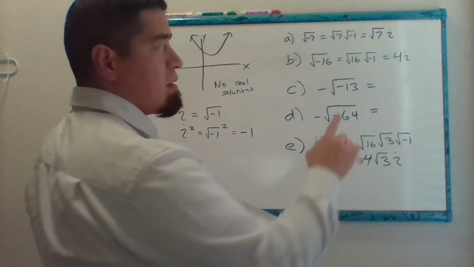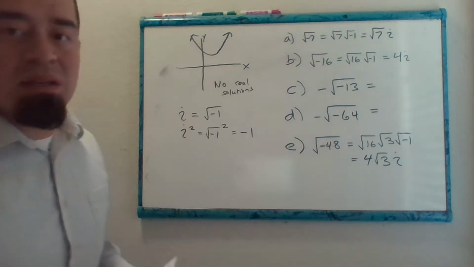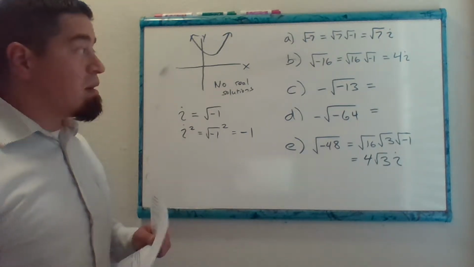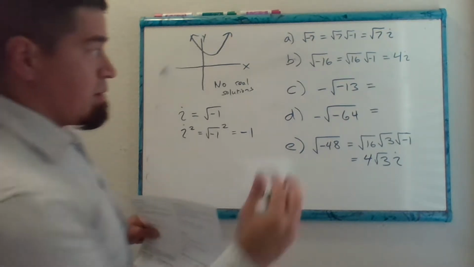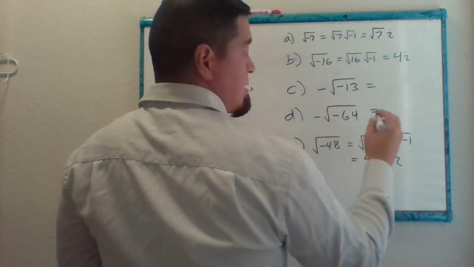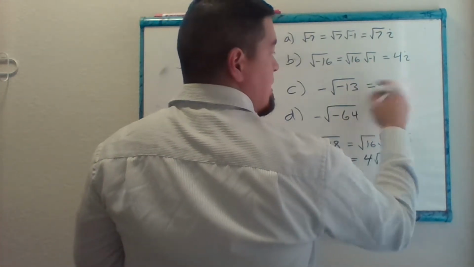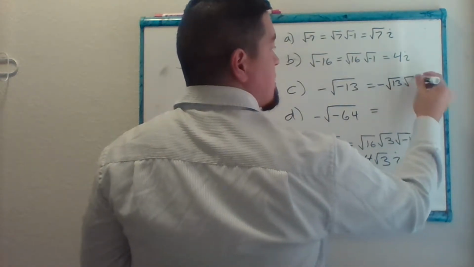From there, I'd like you to try C and D. So try to pause the video, work on that, and I'll show you up here. Okay, so to do these, you're going to take the negative remains, I'm going to write square root of 13, write square root of -1.